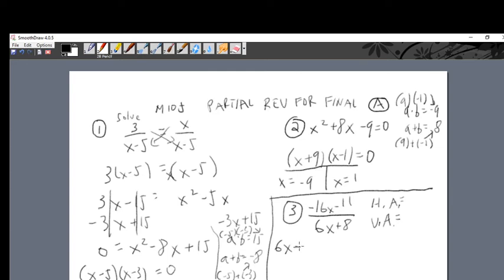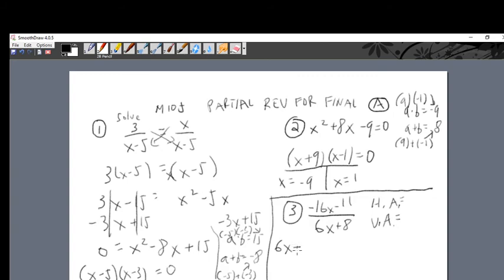6x plus 8. If you go look in your book, this material is in the last two videos that we did, 44 and 45. Anyway, it's the stuff that's not on exam 3 but is on the final.